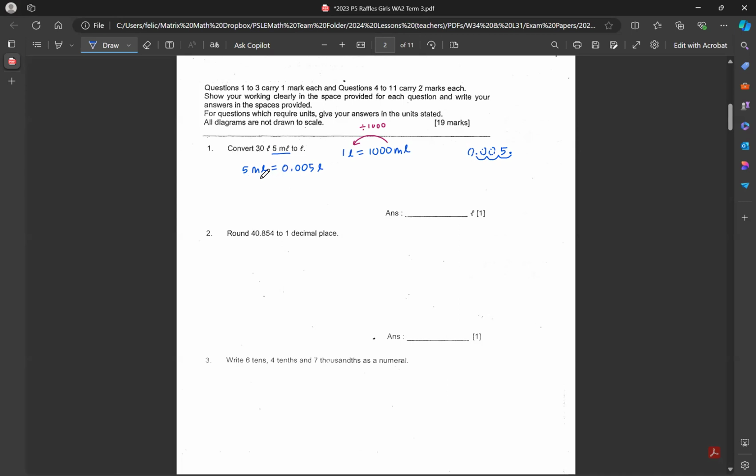Now you can add it together with the 30 liters. When you add with the 30 liters, of course 30 is just added to the front 0. So you can simply say that this is 30.005 liters. So that's it.